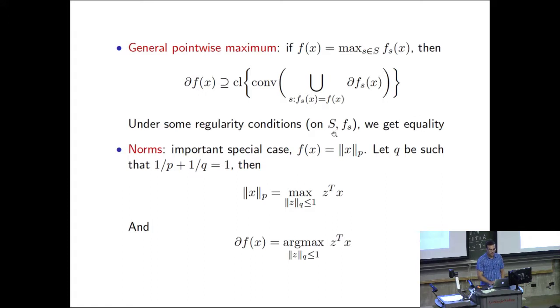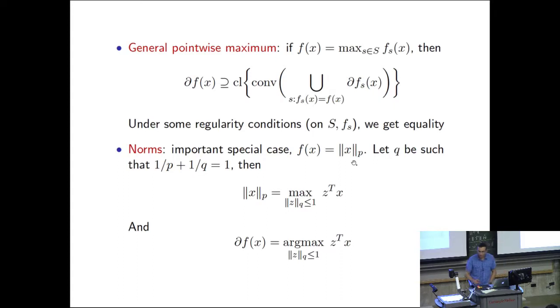And under some conditions on, let's say, the set S and these functions f of s, we actually get an equality here. So one important special case in which we get an equality is in the dual representation for norms. So let's say S is a compact set, and each one of these functions fs is continuous, then we get an equality here. That's a sufficient condition. So an important special case is for norms. This is the one that we'll be using this rule the most for.